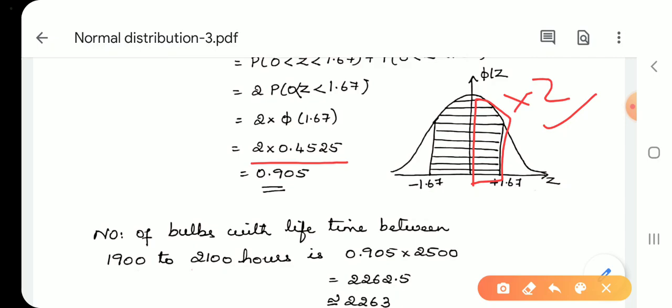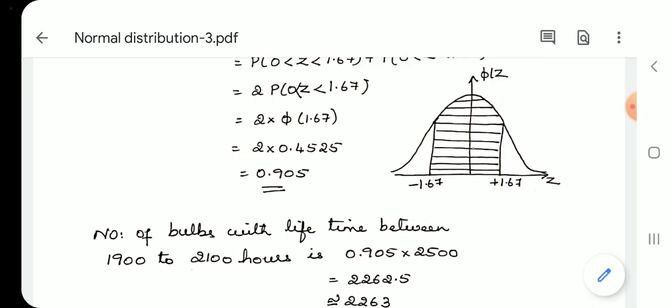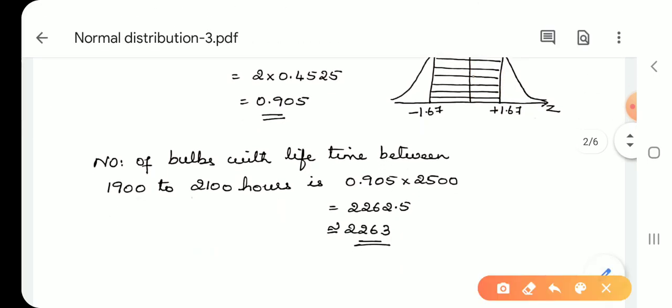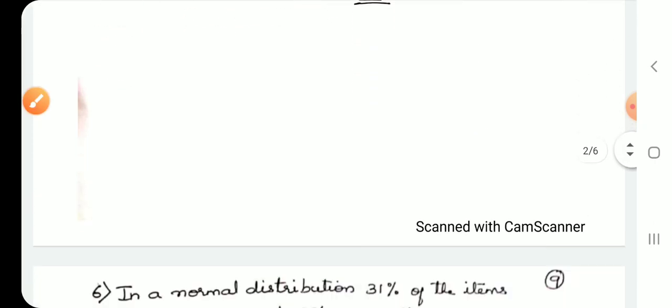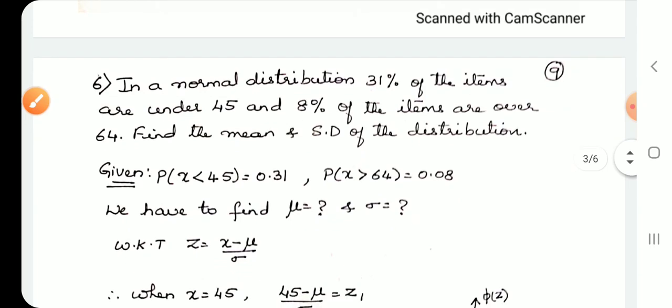So to get the number of bulbs with lifetime between 1900 to 2100 hours, we have to multiply by 2500. When we multiply by 2500, we get the approximate number of bulbs to be 2263. This is how we can solve the problem using the normal distribution and the normal probability table.